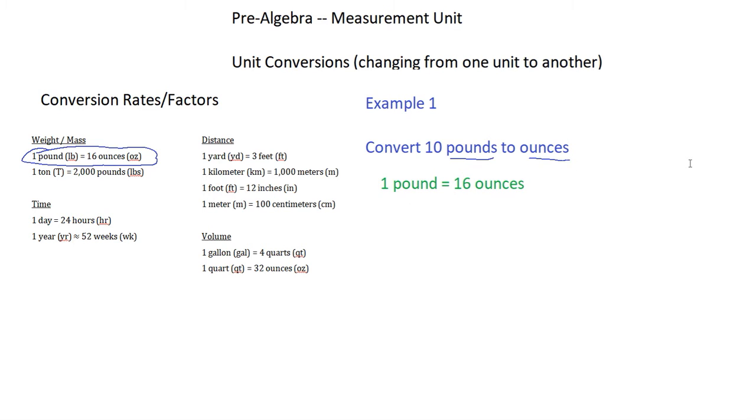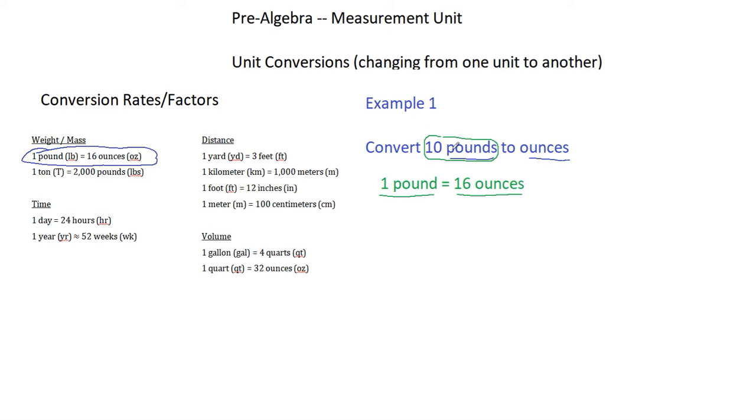Now remember, this is one method to solve. This is by no means the only method we can use to solve, but this is the way that I like to do it. So I start with that conversion rate, that conversion factor. So now I'm going to say, okay, now I've got 10 pounds and I want to convert that to ounces. So here's what I'm going to do with my conversion factor. I'm going to take 1 pound and 16 ounces and make a fraction on both sides. So that's me drawing a fraction bar there.